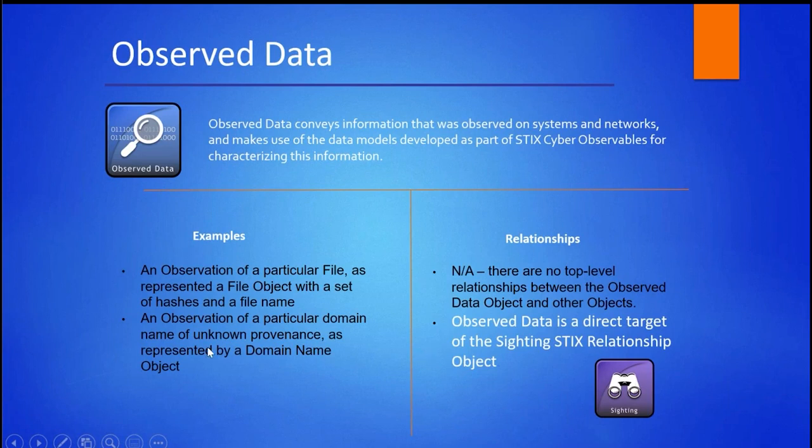So here we are with observed data. The definition: observed data conveys information that was observed on systems and networks and makes use of data.